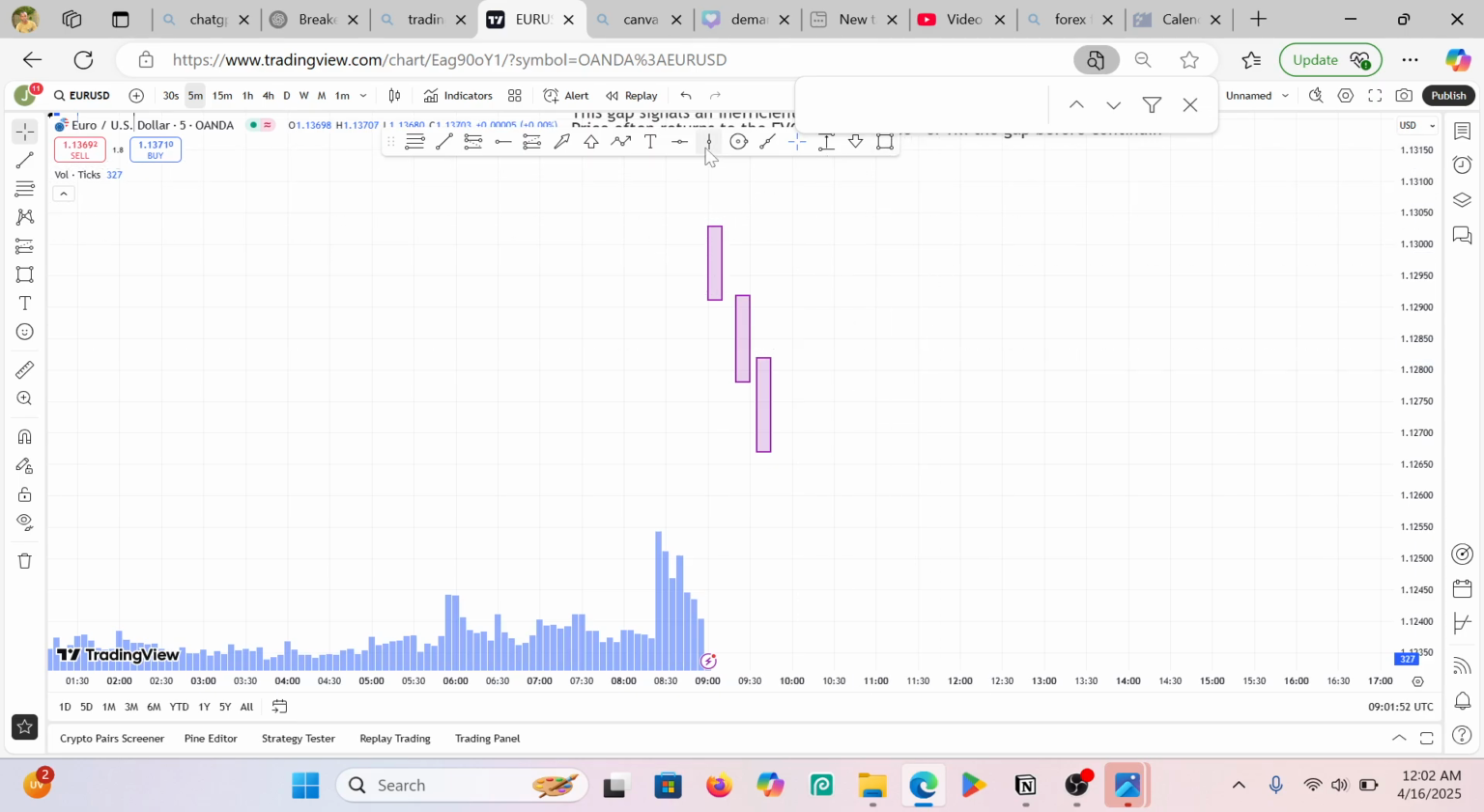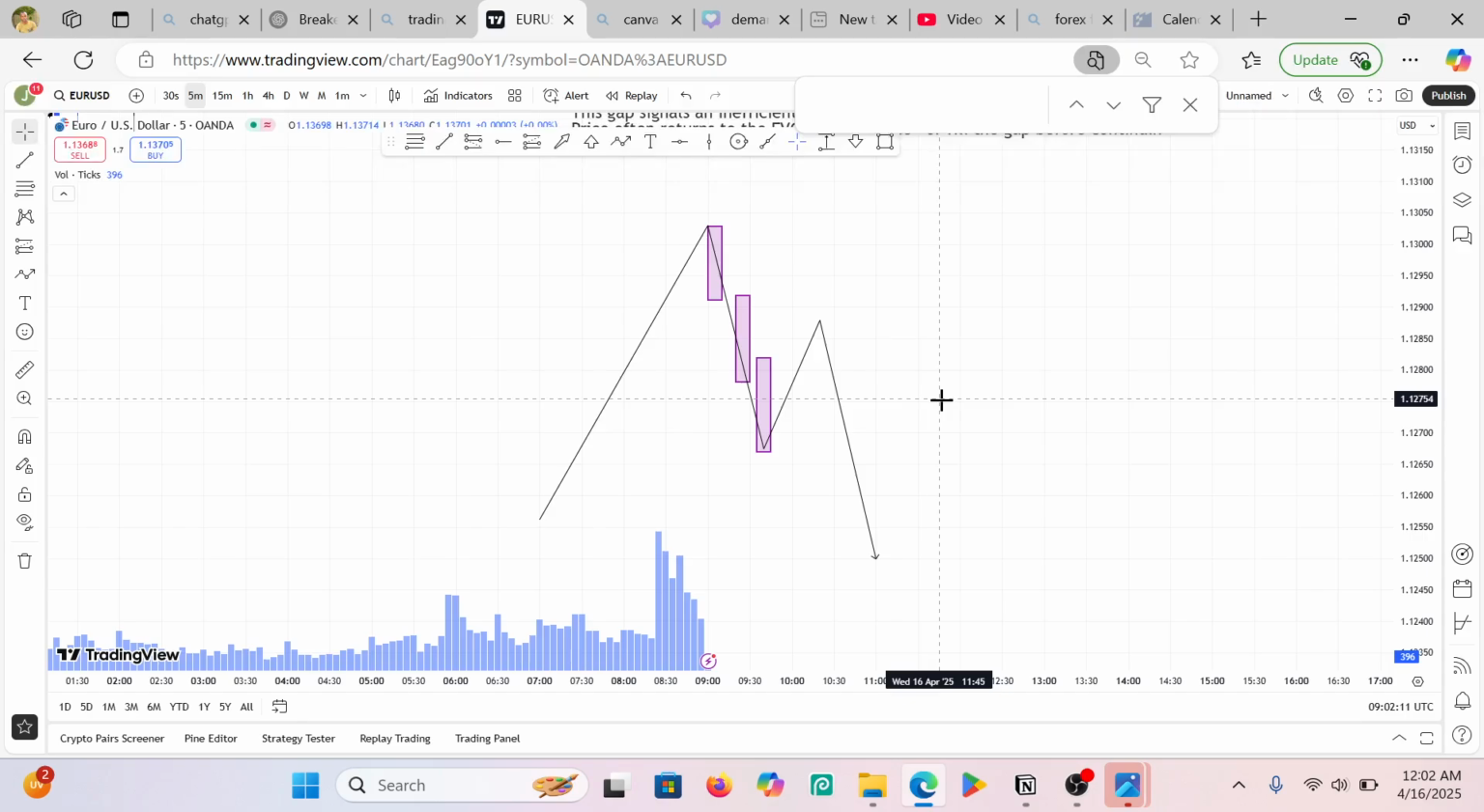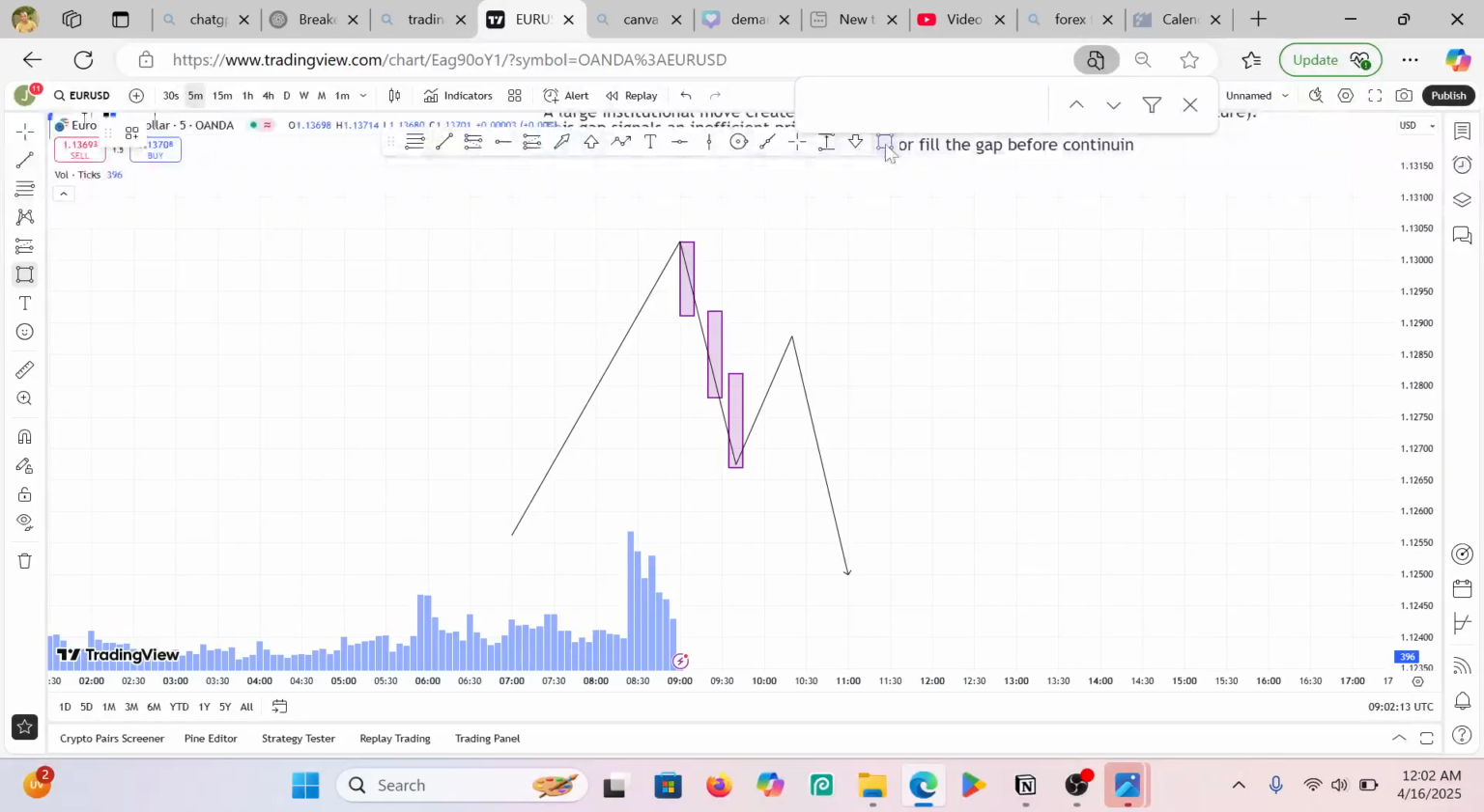Take an example. This is a market continuation, a bullish trend, or a bearish trend. We can say a bearish trend. The market will come to this fair value gap, then go in the opposite direction. This is a trend reversal.